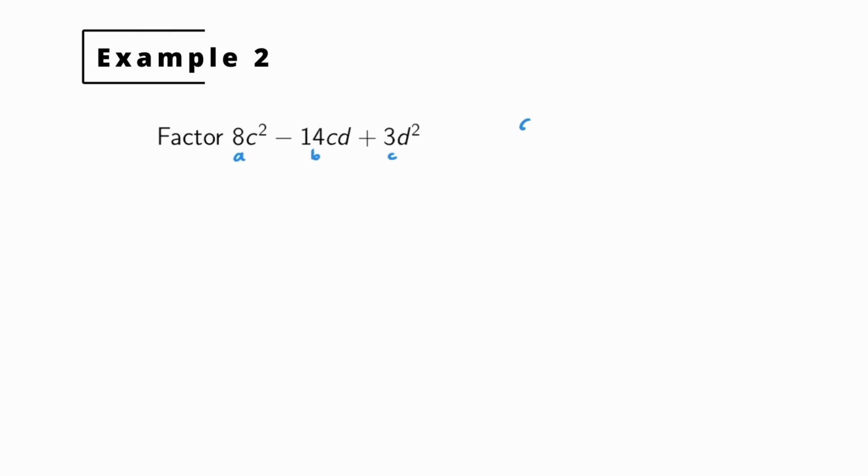So a times c in this case is 24, and b is negative 14. Now, we have to just simply look at this and say what two numbers multiply together to give me 24 and add up to negative 14.